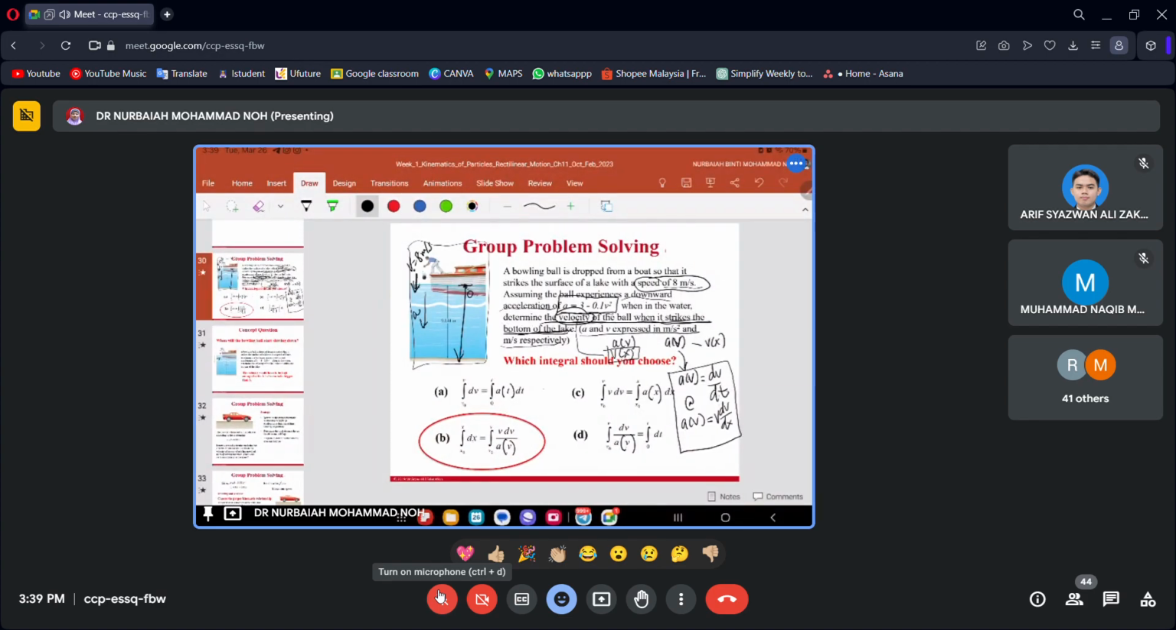Alright. Apa yang I bagi tahu tadi? Kalau I guna a is equal to dv over dt, apa je yang I boleh derive daripada sini?